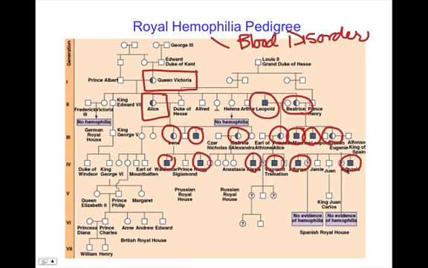Now you may see a pattern when it comes to this particular type of disorder. All the females are carriers, and all the males ended up with the disorder. The other interesting thing about this pedigree is that many of these people had no children.